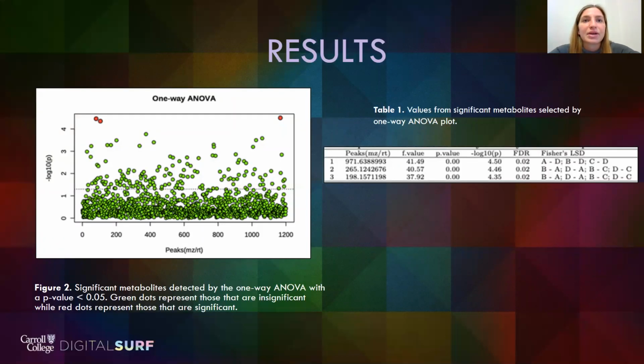So looking at the ANOVA in figure 2, we could see there were 2002 metabolites detected across all cohorts, with 3 metabolites, which are shown in red, being significantly different from one another. Table 1 just simply shows numerical values for those 3 significant metabolites.